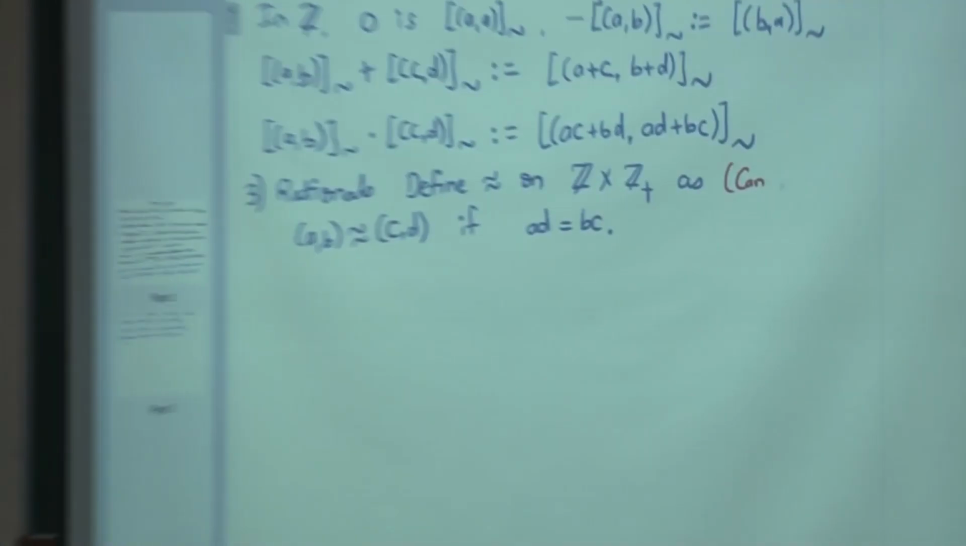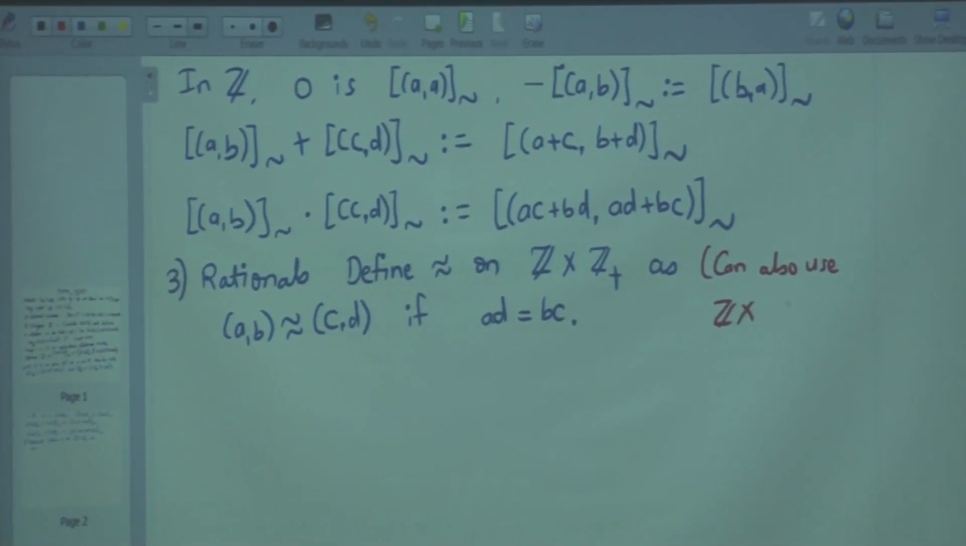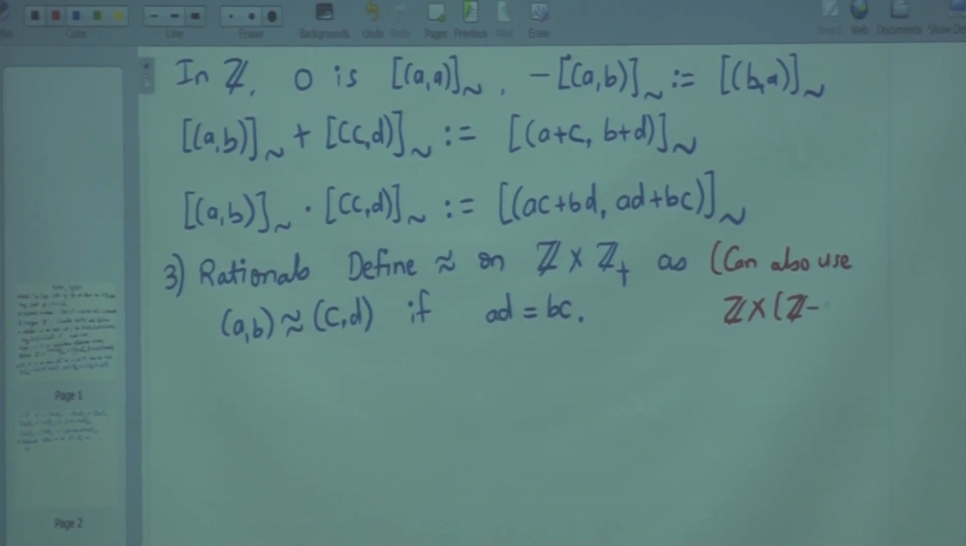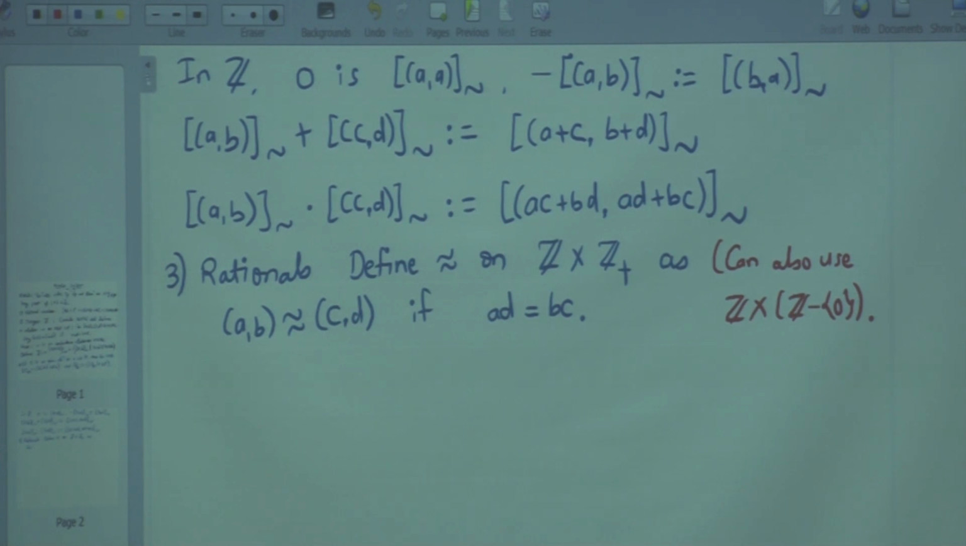I'm just going to write this. You can also use Z cross Z minus 0 and define the same equivalence relation, everything will work out properly. Okay, so these are your rational numbers.